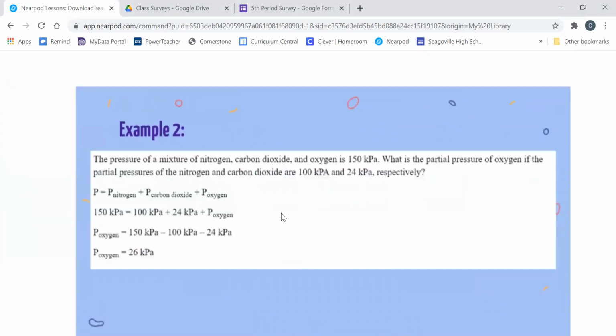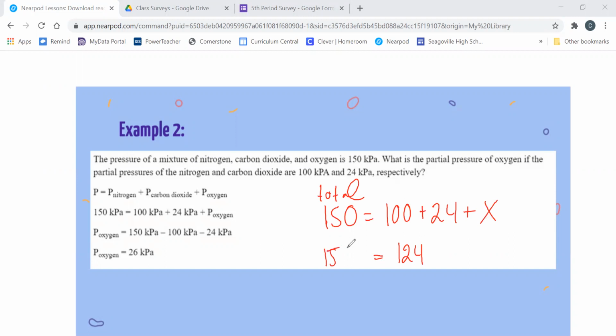It says the pressure of a mixture of nitrogen and carbon dioxide and oxygen is 150. So that's gonna be their total. It's gonna be 150 total. What is the partial pressure of oxygen if the partial pressures of nitrogen and carbon dioxide are 124? So we want to find the pressure of the last one. So what I'm going to do is add the 124s together, and the total is 150. So all I have to do is minus it, minus both sides. So I can cancel this out, and then I get my answer of 26, which equals X, which X equals oxygen. So that will be the answer.